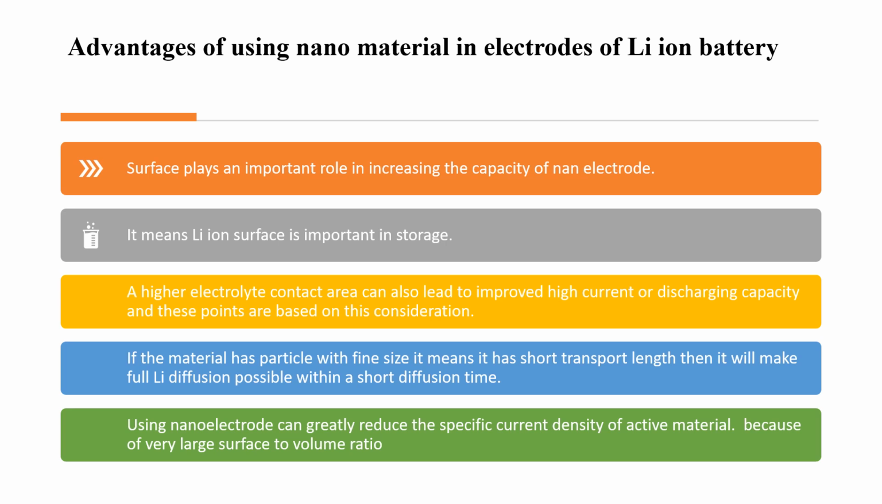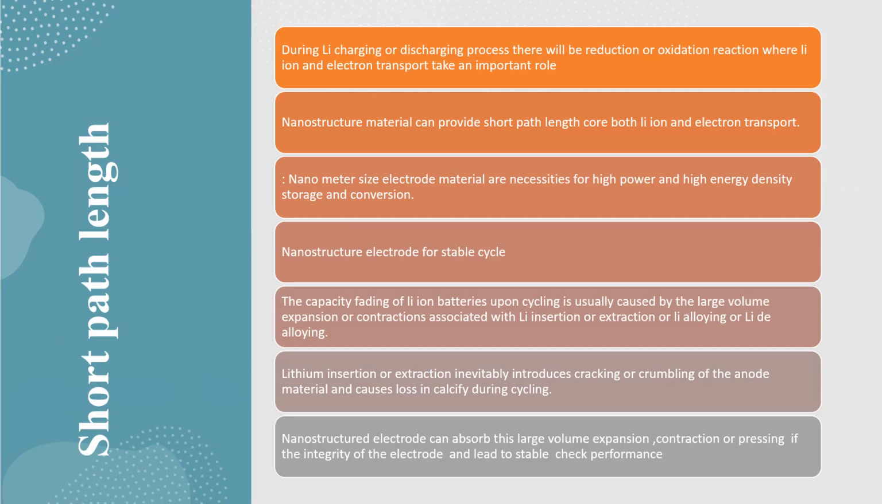Using nanomaterial can greatly reduce the specific current density of active material because of the very large surface to volume ratio. Basically these are the factors which may affect the efficiency, which enhance its ability to store energy, which make the lithium ion batteries more efficient.